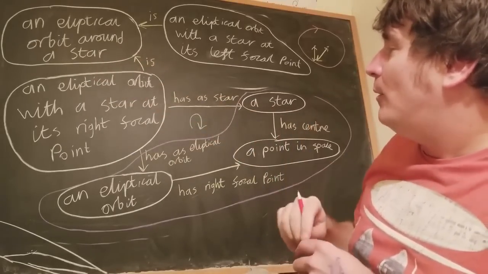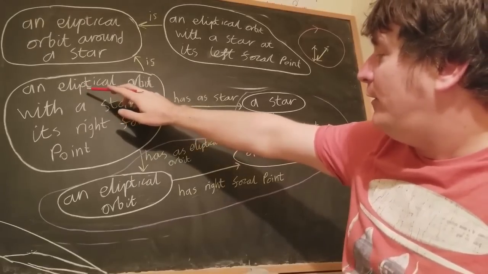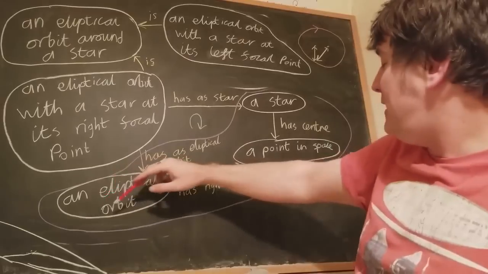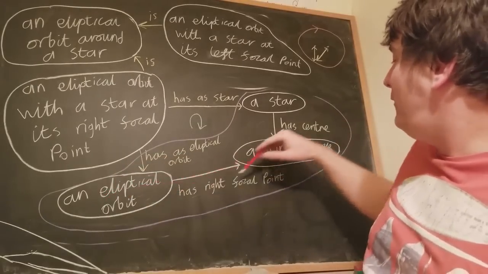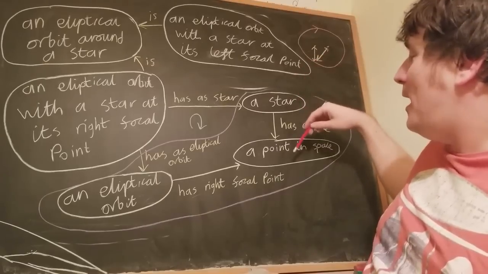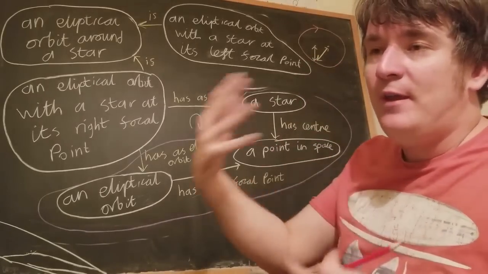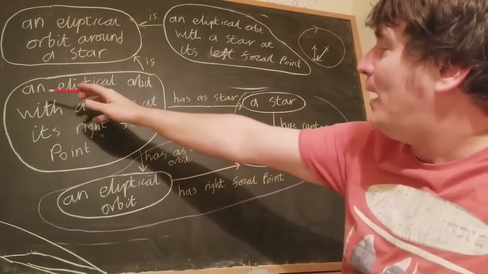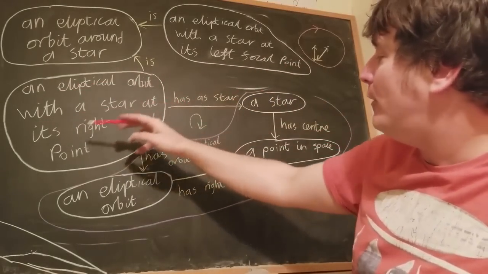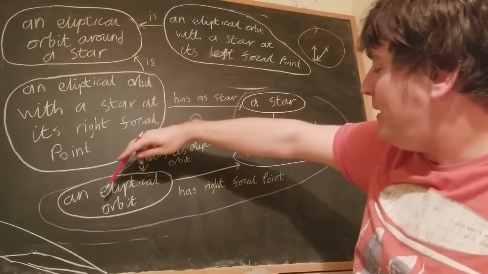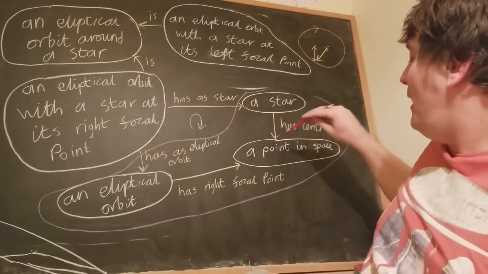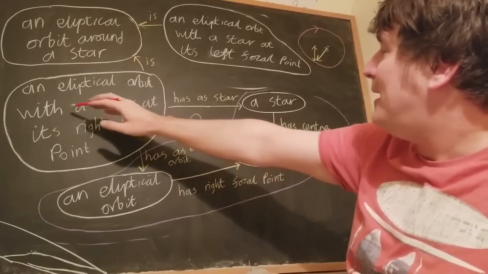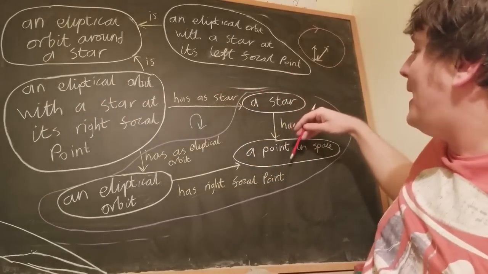So what do I mean? Well, I'm really saying that this is the set of pairs of an elliptical orbit paired with a star, such that the right focal point of that elliptical orbit is the centre of mass of the star, okay? So you can see that this kind of makes sense by checking that this diagram does commute. If we have an elliptical orbit with a star at its right focal point, then that has an elliptical orbit which has a right focal point, and that should be the same point in space that we get if we take the star from here and find its centre of mass.